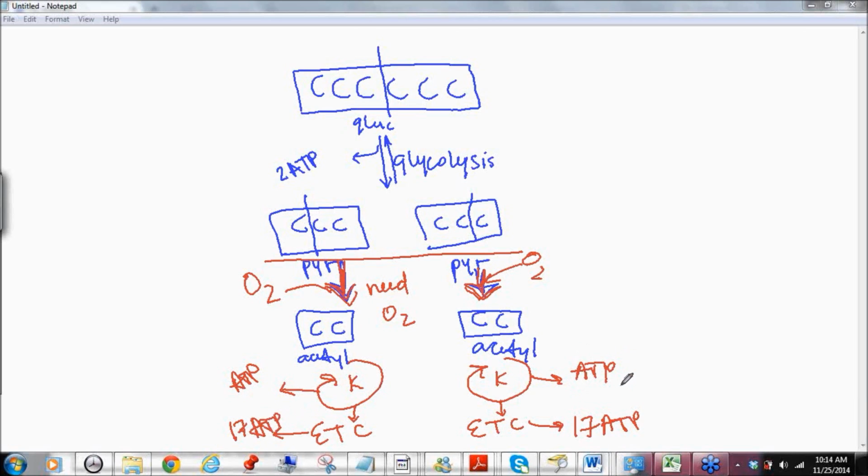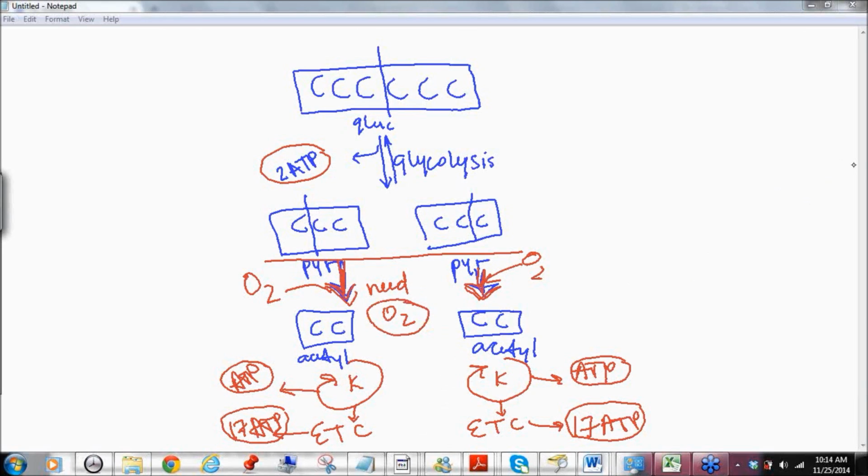If you count all the ATPs, that's 2 ATPs from glycolysis, which does not require oxygen. Then an ATP from each Krebs cycle, from each half of the glucose that was left over. And then 17 more from each side on the electron transport chain. 17 and 17 is 34, then 35, 36, 37, 38 ATPs altogether you can get by burning one glucose molecule, again, with oxygen.